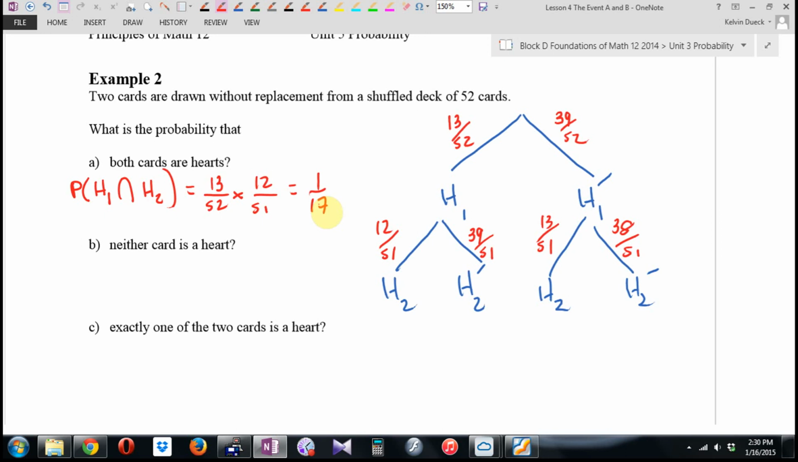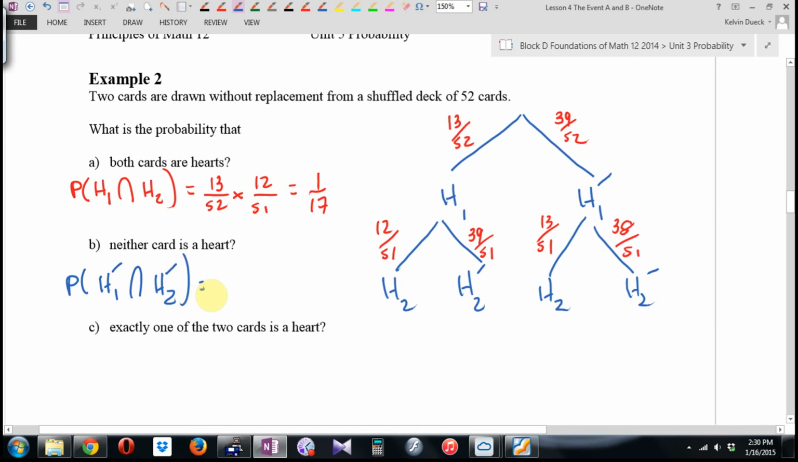Neither card is a heart. What am I multiplying here? 39 over 52 and 38 over 51. Which is what? 19 out of 34? Yeah. 19 out of 34, this is a fraction I can deal with.